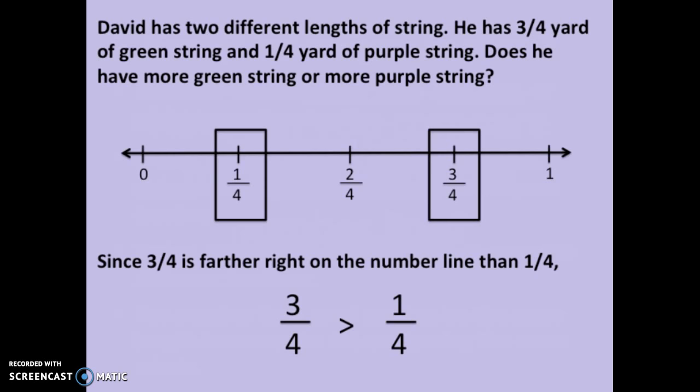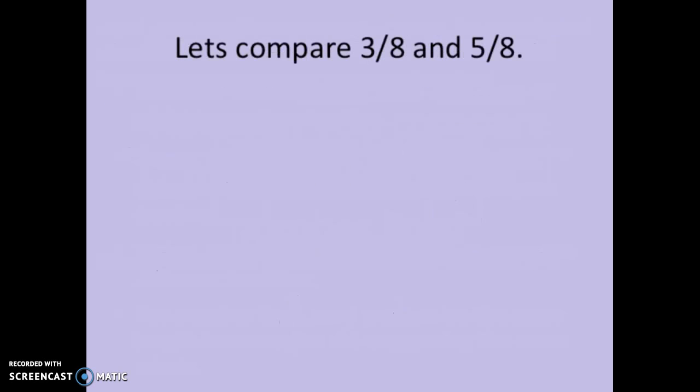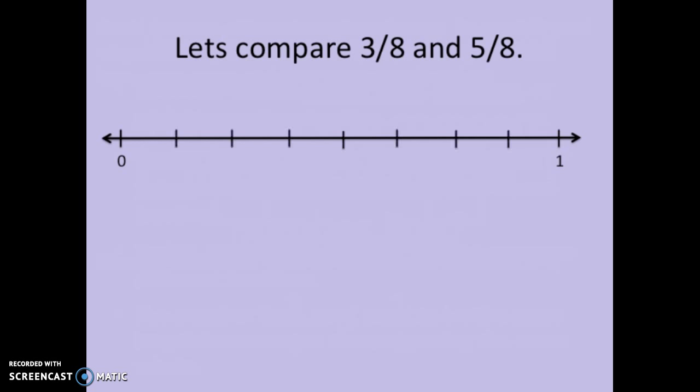Let's try another one. Let's compare 3/8 and 5/8. Did you notice that the denominators are again the same? So we only need to draw one number line. Because both fractions are less than one whole again, we are going to use the whole numbers 0 and 1. Let's break this number line into 8 equal parts because the denominator is 8.